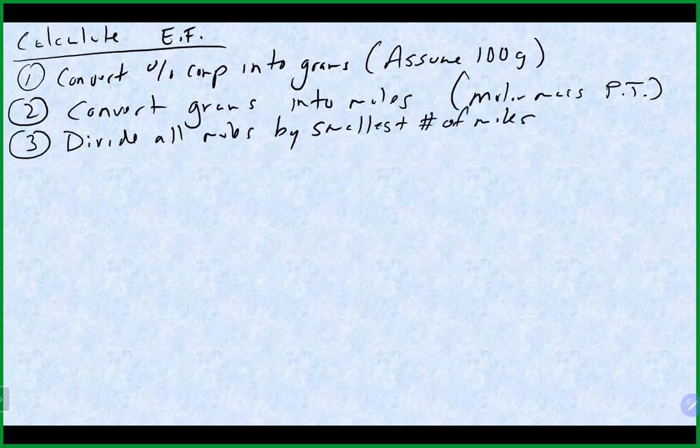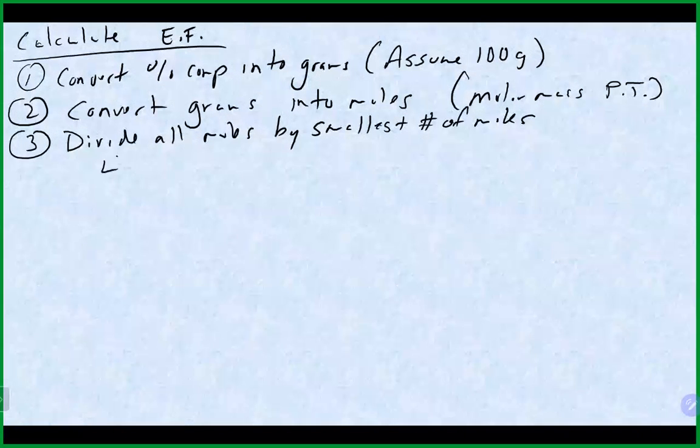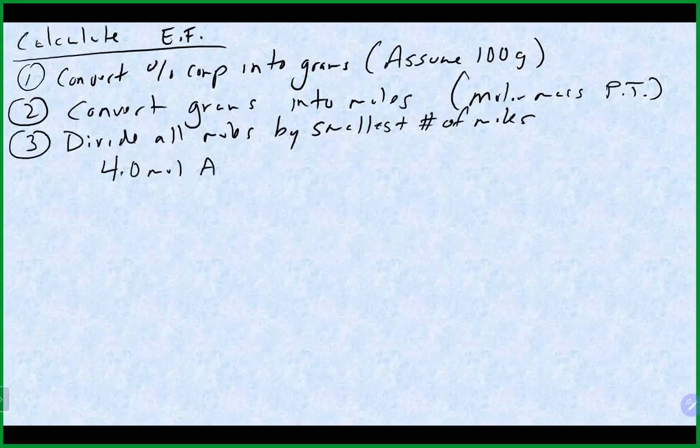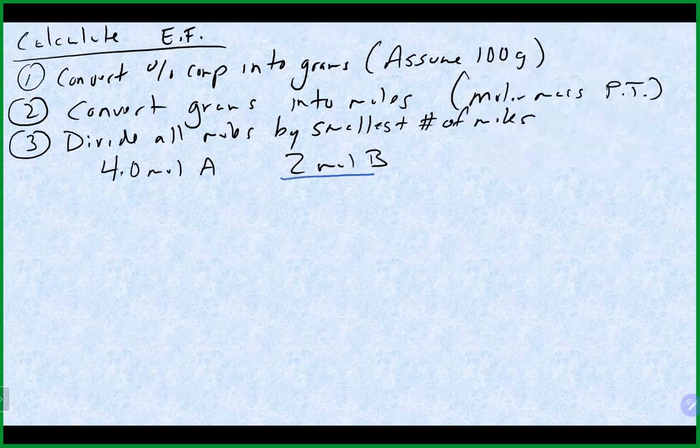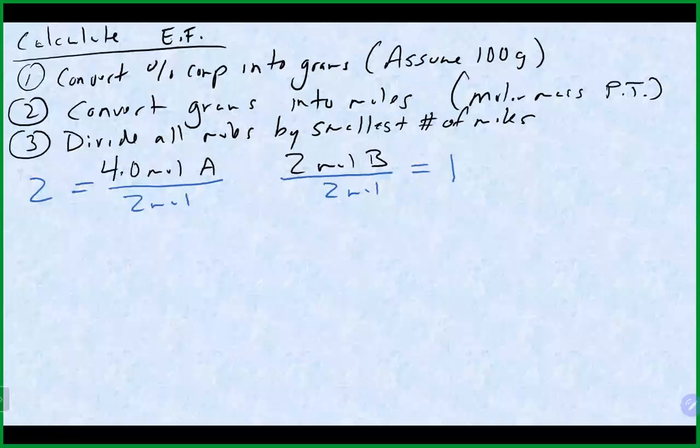So for example, let's say we had 4 moles of A after we converted it to moles, and we had 2 moles of B. If these were the numbers we got once we converted them into moles, what we would do is divide everybody here by 2 moles. That would give us 2 for A and 1 for B. If you do this and you actually get whole numbers like we just did, when we divide by the smallest number of moles, that would be your empirical formula. So that would be your empirical formula if all are whole numbers.